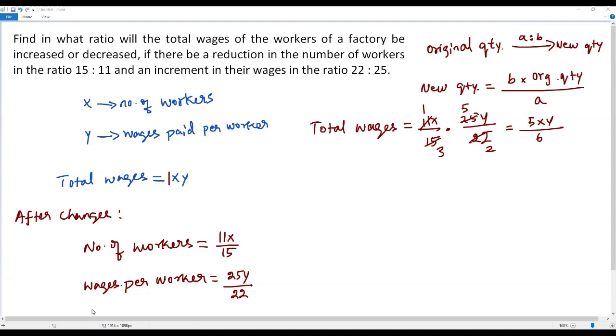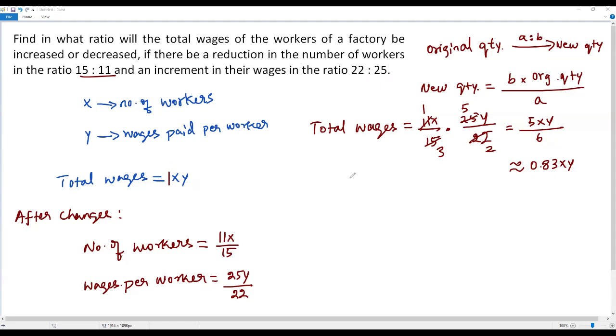Okay, let me divide 5 by 6. When I divide 5 by 6, I'm getting 0.833. It keeps going, so approximately it's 0.83xy. So before changes, the total wages of the factory is 1xy. After changes, the total wages of the factory is 0.83xy. Clearly, after these two changes given in the question, the total wages has decreased from 1xy to 0.83xy.